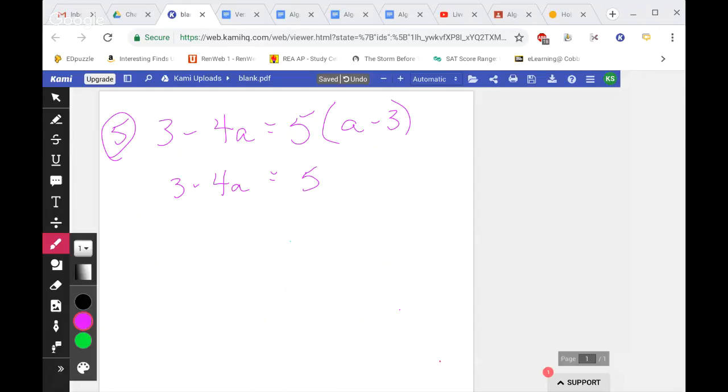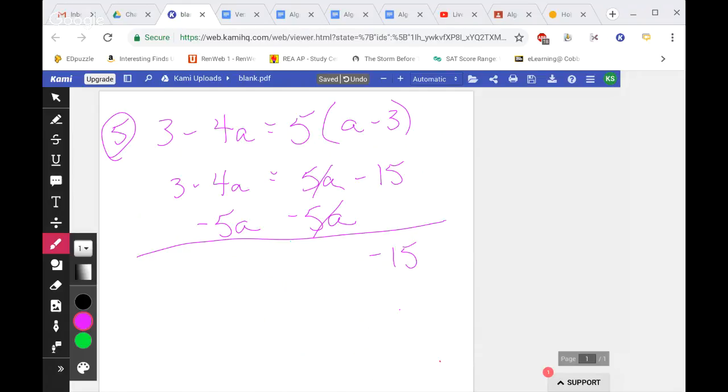That was hard. Okay, I'm going to distribute the 5 to both the a and the negative 3. Yeah, I know it was tough. I know it was a good thing I made that bonus. All right, and now I'm going to move my 5a from the right to the left by subtracting 5a from both sides.